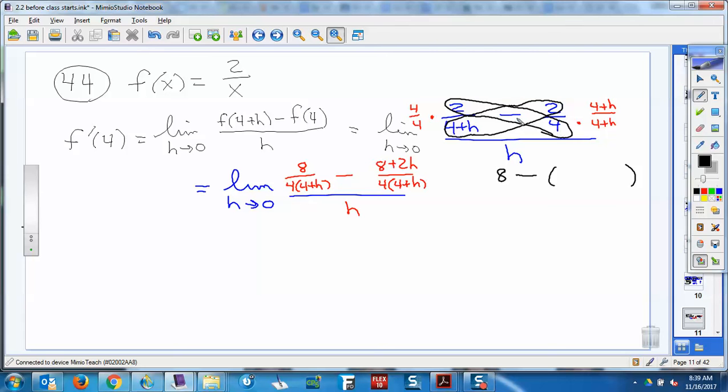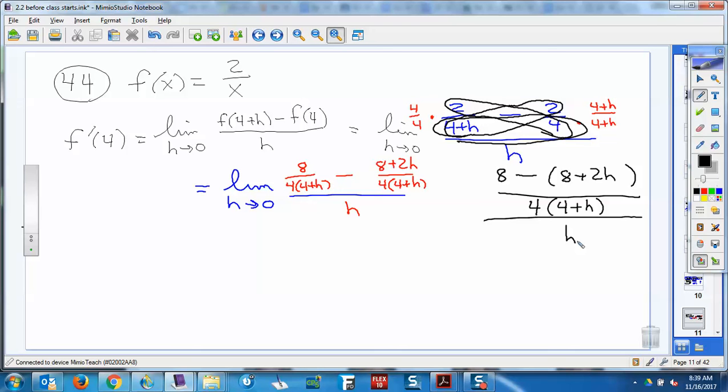So we got to take that 4 times that 2 and get 8. Then we got to take that times that, and that would be 8 plus 2h. And then it's all over that. And that's like the bow tie, right? And so the bottom multiplied together. So that's 4 times 4 plus h. And then all over h. Okay, so that's basically doing the same thing. It's basically, the red and the black are basically doing the same thing.